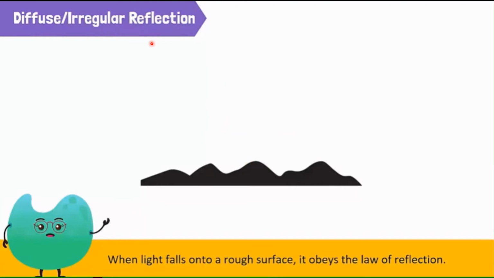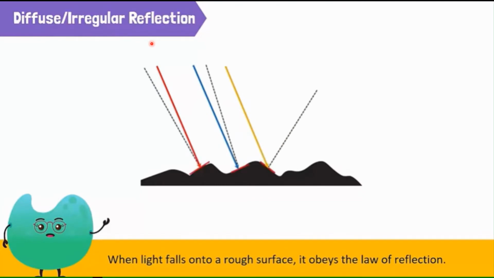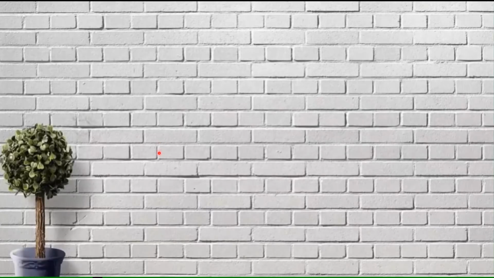In the second law of reflection, you learned that the angle of incidence is equal to the angle of reflection. By obeying the second law of reflection, it creates a diffuse light beam when the light hits a rough surface. Now it is clearly explained in this animation.